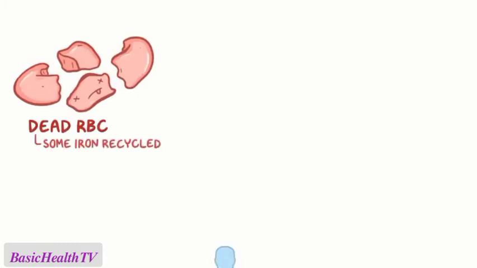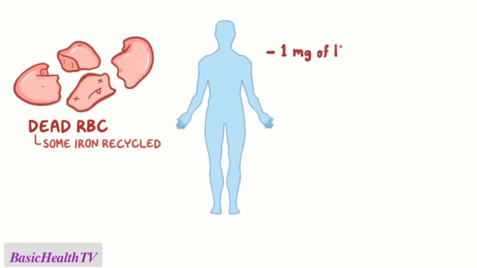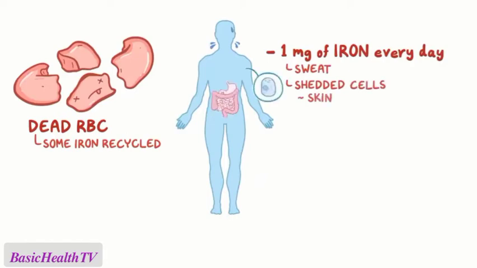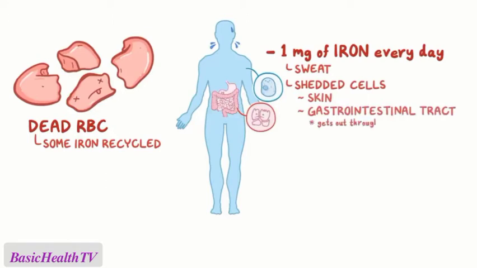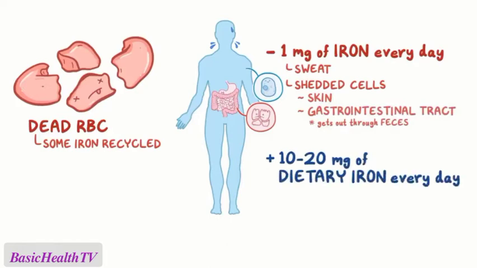Now, normally, when a red blood cell dies, some iron is recycled from it. But we also lose about 1 milligram of iron every day, some through the sweat, some shed in skin cells, and some in shed cells in the gastrointestinal tract, which get out of the body through feces. But most of us take in around 10 to 20 milligrams of dietary iron every day, and absorb about 10% of it, or about 1 to 2 milligrams, so it all evens out at the end of the day.